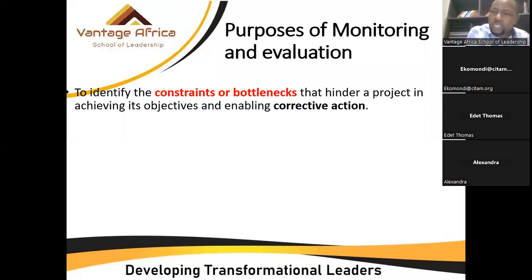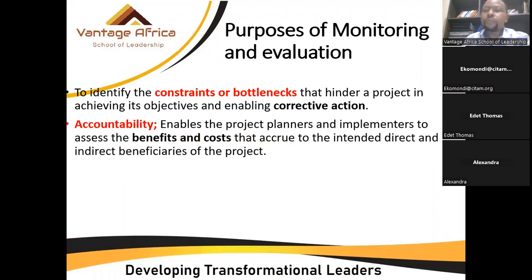If we were supposed to achieve 100 and we achieved 70, there is a why behind that. And of course, after that, you come up with things like implications for the program, implications for the target beneficiaries, and recommendations going forward. So it is very, very important. With M&E, we are able to identify the constraints or bottlenecks that hinder our project in achieving its objectives and enable corrective action.